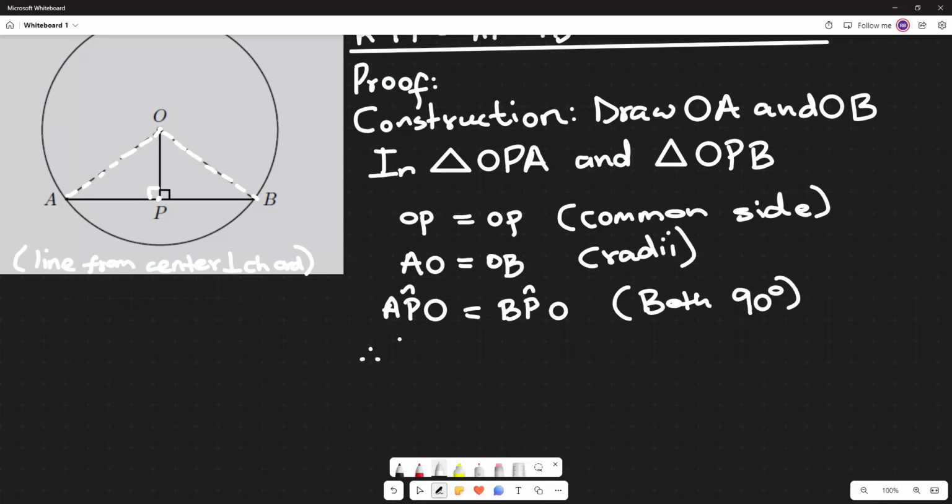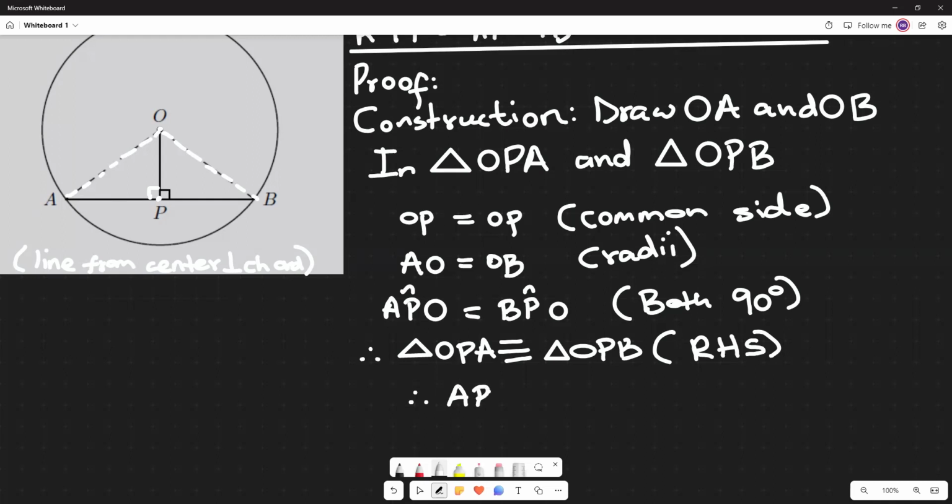And then you can conclude that, therefore, triangle OPA is congruent, you use 3 lines, to triangle OPB. Your reason will be right-angled, hypotenuse, and side. So there was a common side, there was the hypotenuse, which are equal, and they were 90 degrees. So this is the reason of congruence. You need to know all 4. But for this theorem, you're always going to use RHS. Therefore, you can conclude that AP is equal to PB. Your reason, you can say congruent triangles. And then finito.